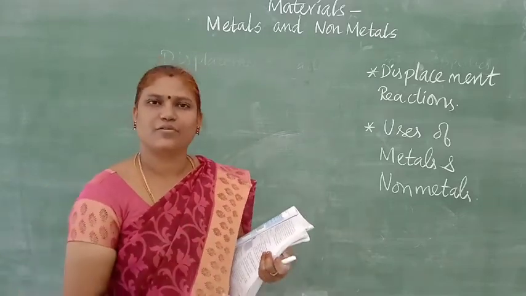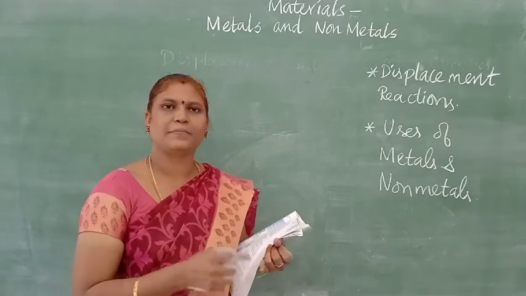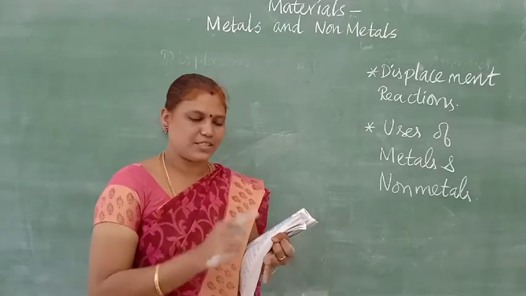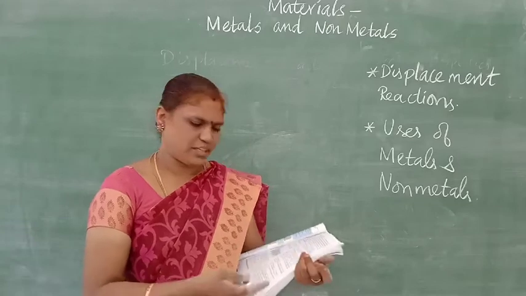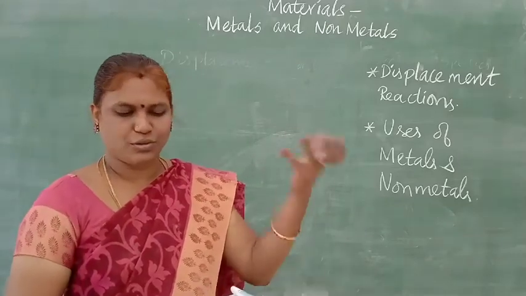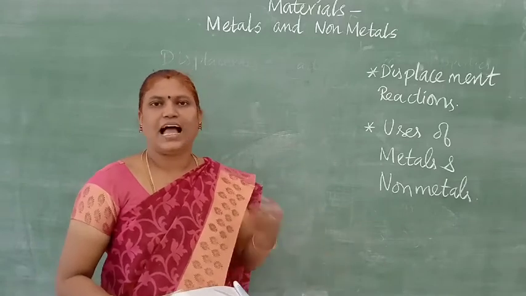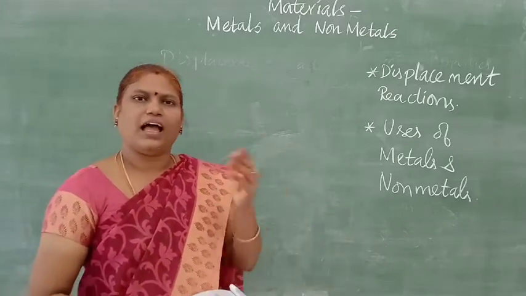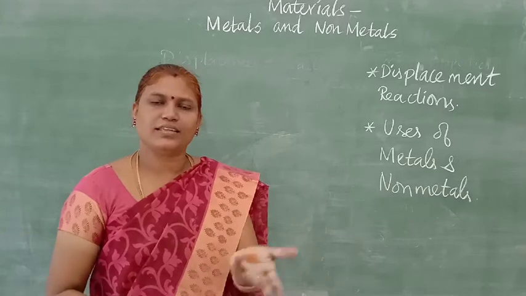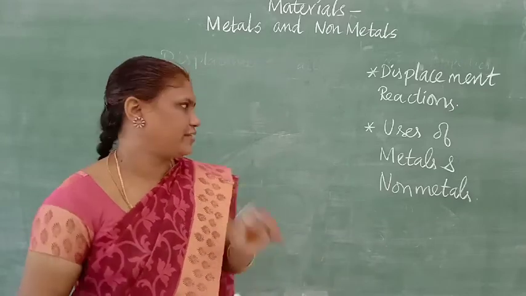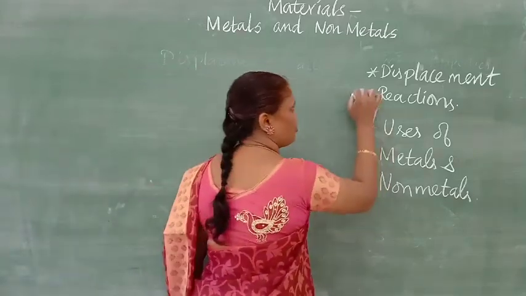Then gold, silver, what can you write? You can write that they are used for making utensils as well as jewellery. These are the things you can write. Some more examples you can write yourself. Aluminium is used for making vessels as well as cable wires and furniture. These are the uses of metals.